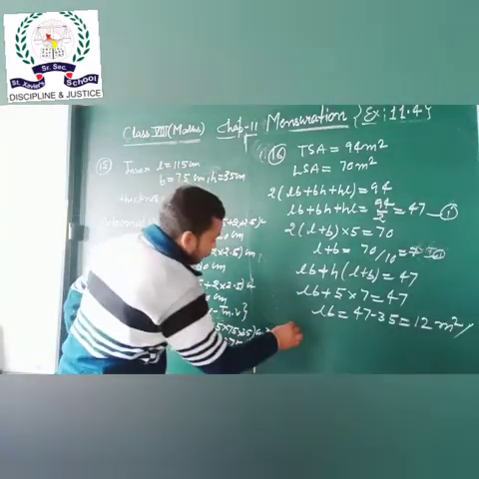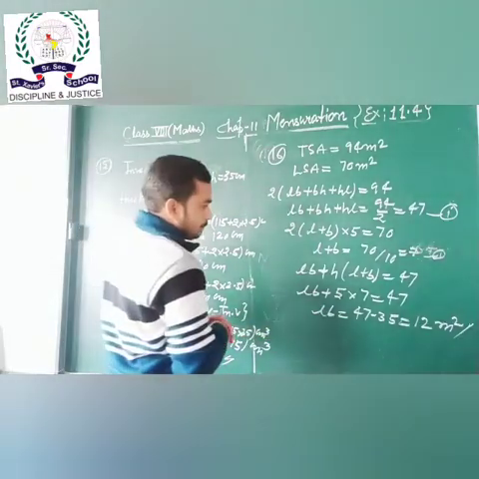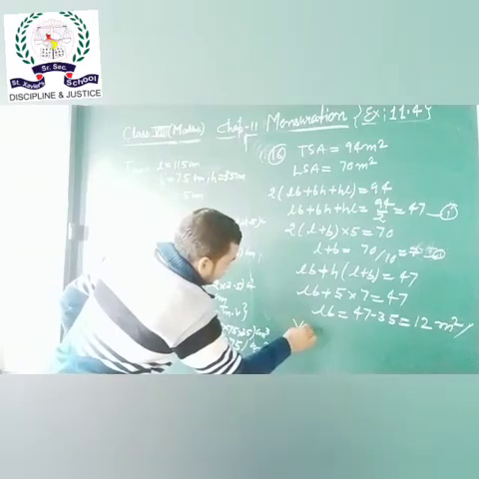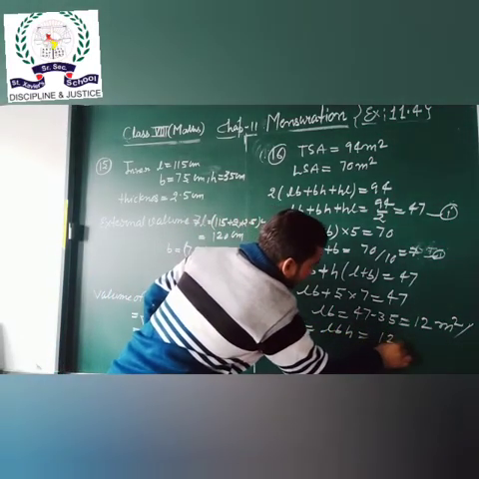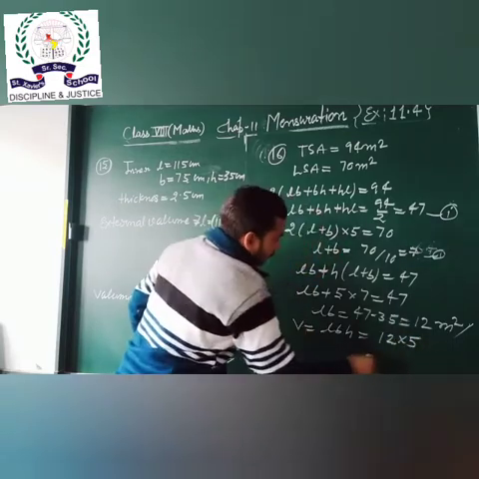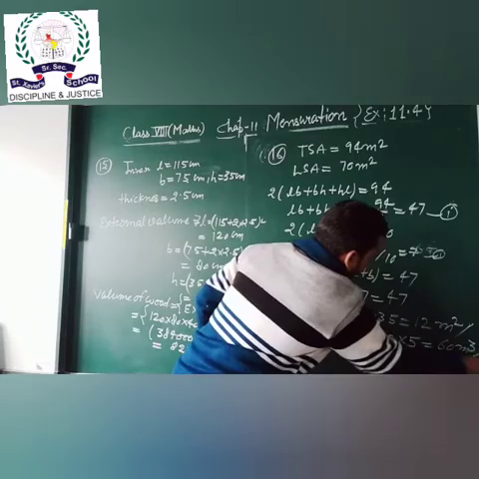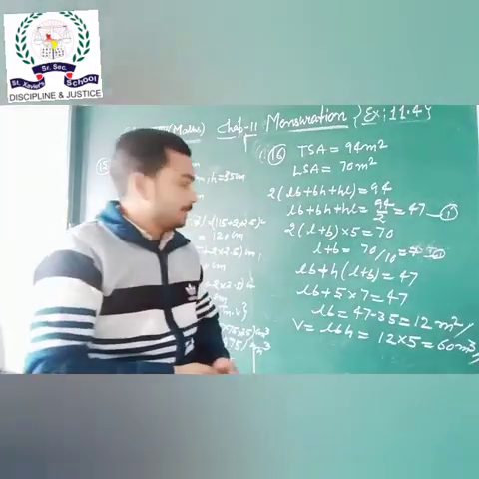Then find its volume. Volume equals LBH, and LB is given 12 and H is given 5. So 12 5s 60 meter cube. So volume of the cuboid is 60 meter cube.